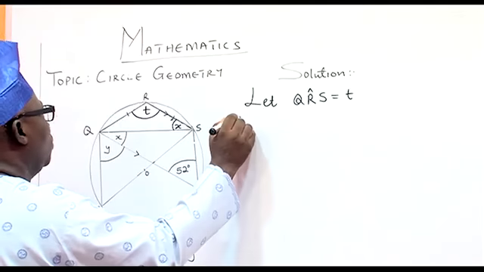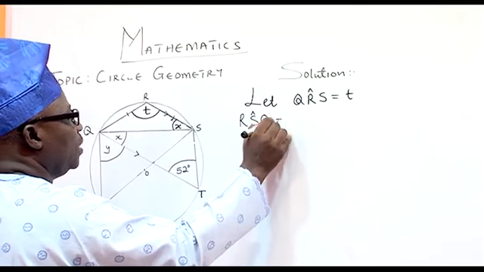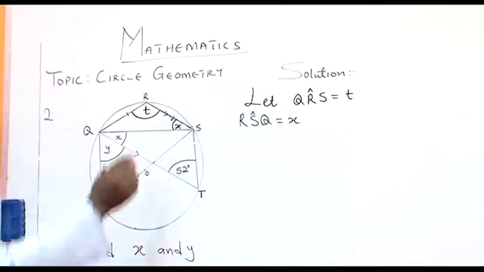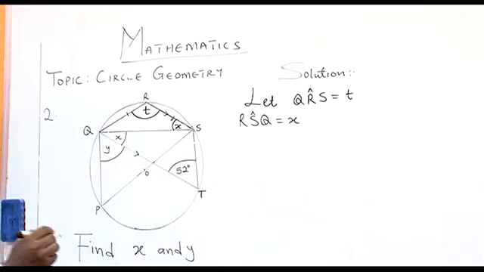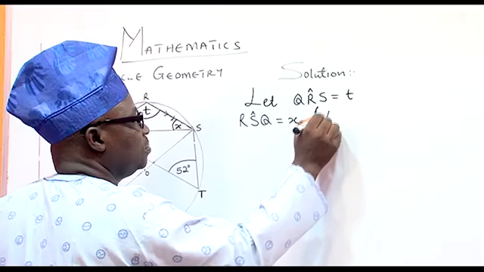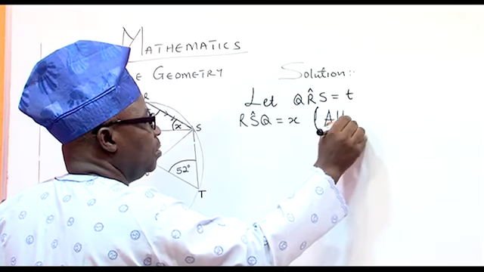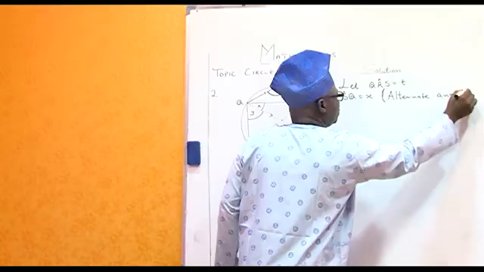That means angle RSQ is also going to be x. Why is it x? It's because both of them are alternate angles. So I'm going to write it in brackets, alternate angles.